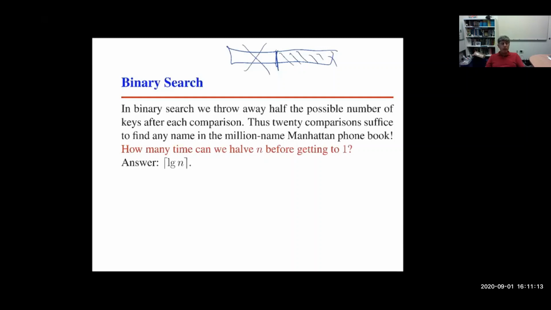In one step, I have halved the number of elements that I had. Originally, I had n elements. One comparison later, I've halved it. Another comparison, I've got it down to n over 4, n over 8, n over 16, and so on. How many times can I halve it before I get to 1? That, by definition, is the log base 2 of n. That is why binary search is a log n algorithm. Any questions about that? Okay, you've got to feel that in your bones. This one's important.